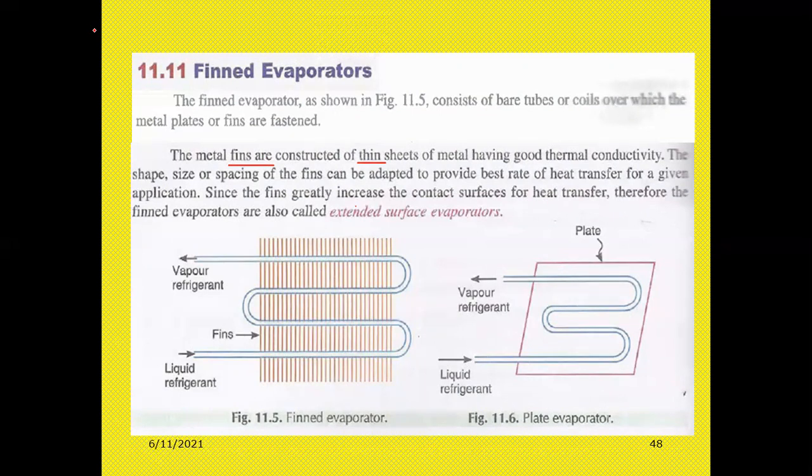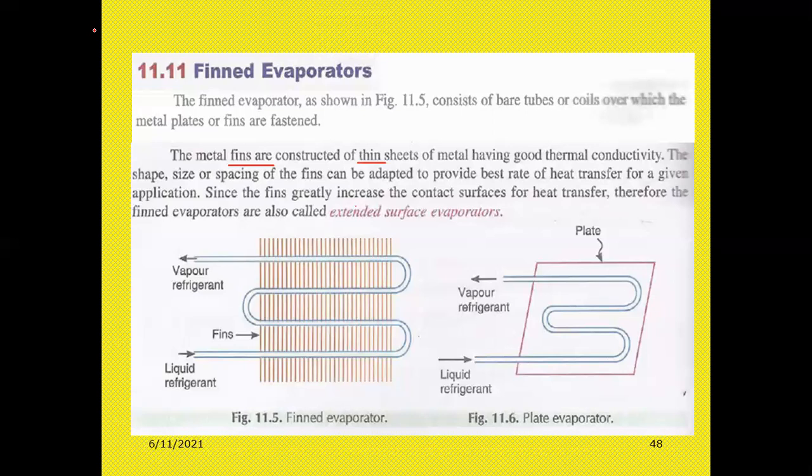The shape, size and spacing of the fins can be adapted to provide the best rate of heat transfer for a given application. So in order to have a good rate of heat transfer, the fins can be arranged according to the shape, size, and spacing. The fins greatly increase the contact surface of the heat transfer. Got it? Therefore, the finned evaporators are also called extended surface evaporators.